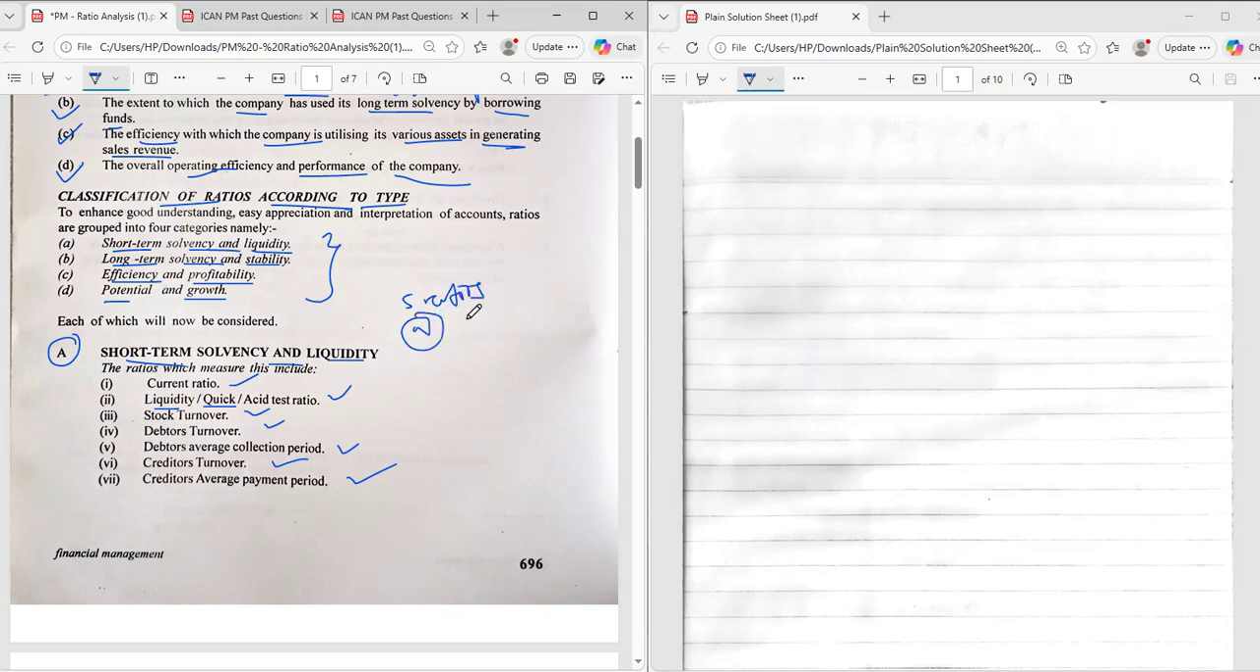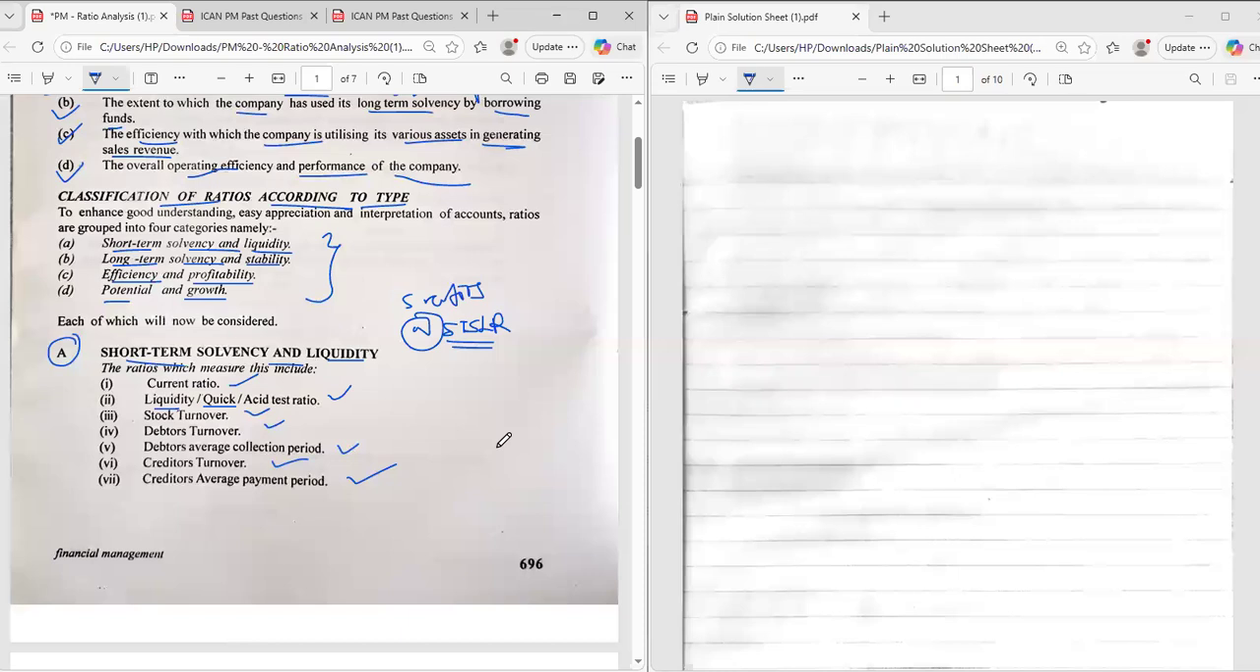A, short-term solvency and liquidity ratio. If you don't know the ratios that are under short-term solvency and liquidity ratio, how will you compute the ratios under it? That's the most difficult way that this question can come in ratio analysis.